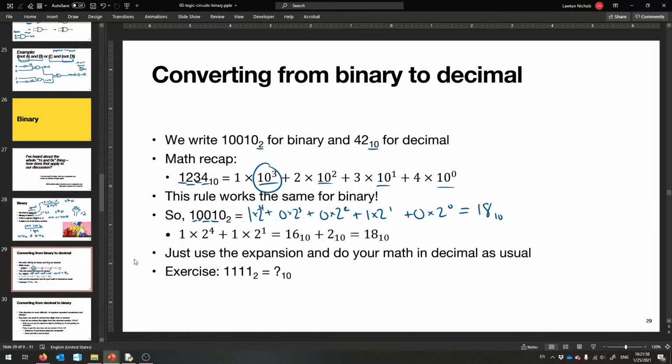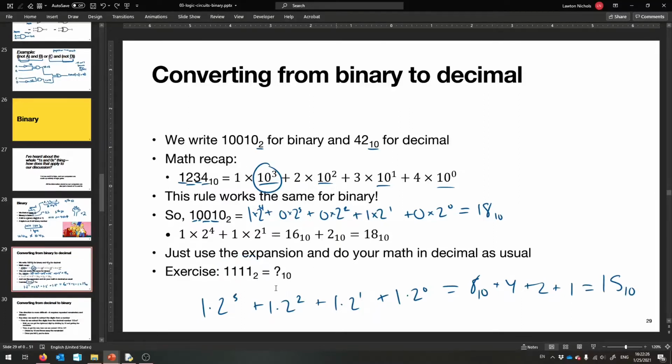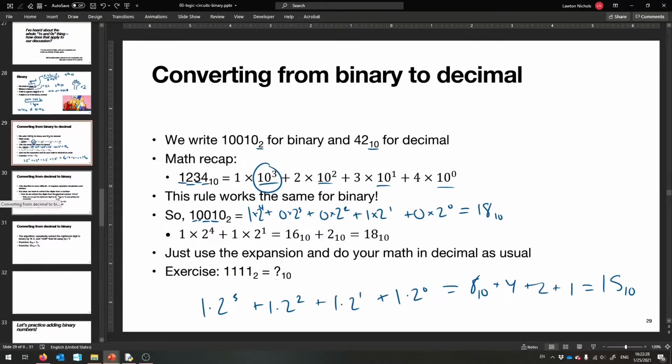Okay, assuming you're back. Well, this is just 1 times 2 to the 0 plus 1 times 2 to the 1 plus 1 times 2 squared plus 1 times 2 cubed, which is 8 plus 4 plus 2 plus 1, 8 base 10, of course, plus 4 base 10 plus 2 plus 1, which is 15 base 10. Okay? That's the biggest 4-bit number you can have. Okay? So that's that.